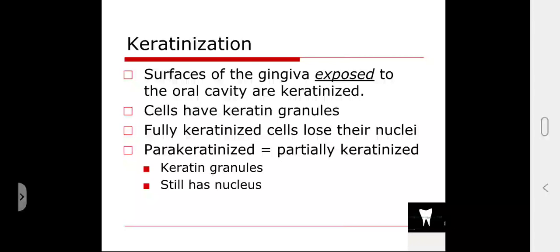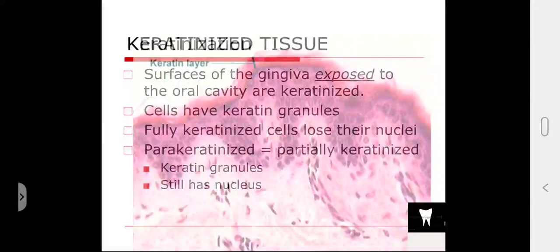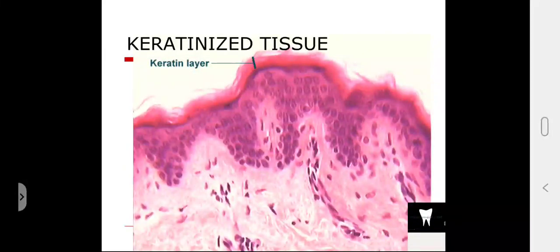Keratinization: all the surfaces of the gingiva exposed to the oral cavity are keratinized. Cells have keratin granules. Fully keratinized cells lose their nuclei. Parakeratinized means, of course, partially keratinized, so just think of that word, para, as partially. They have keratin granules and still have a nucleus. This is breaking it down histologically, the keratin layer. You see how thick that is.